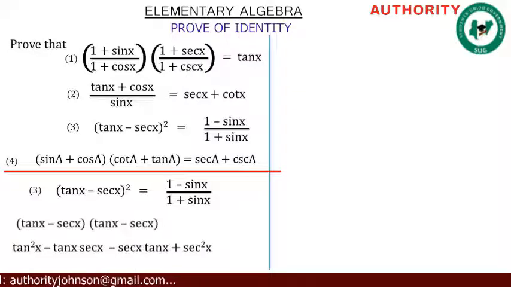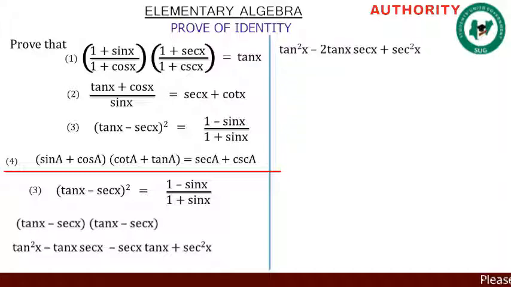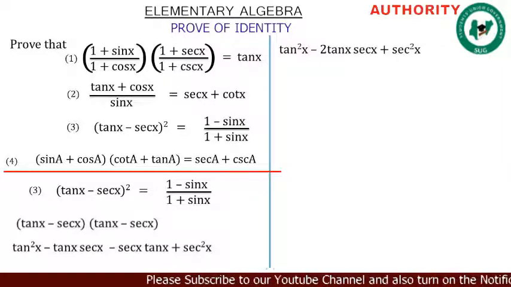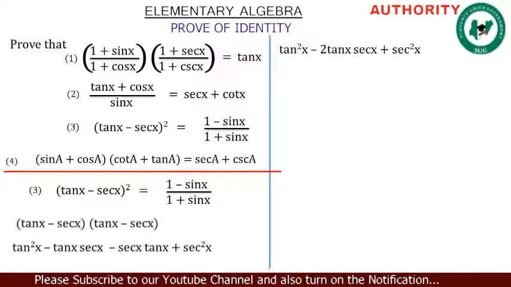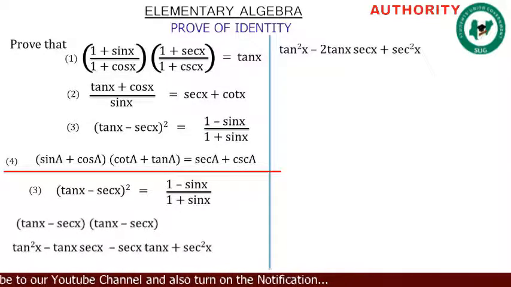When you look closely, you discover that minus tan x sec x and minus sec x tan x are the same thing, so we can just have 2 of it. So we'll say tan squared x minus 2 tan x sec x plus sec squared x. Is that true? Yes.